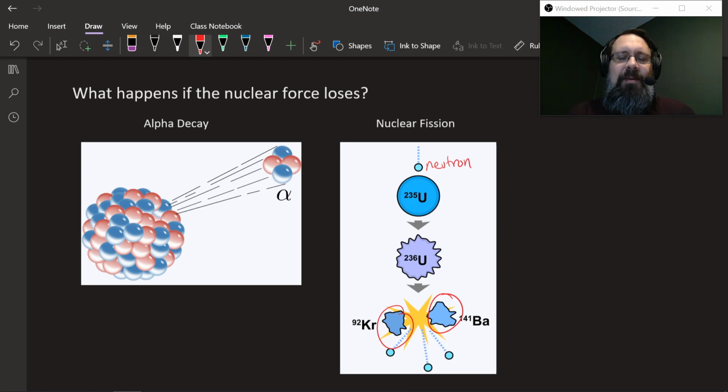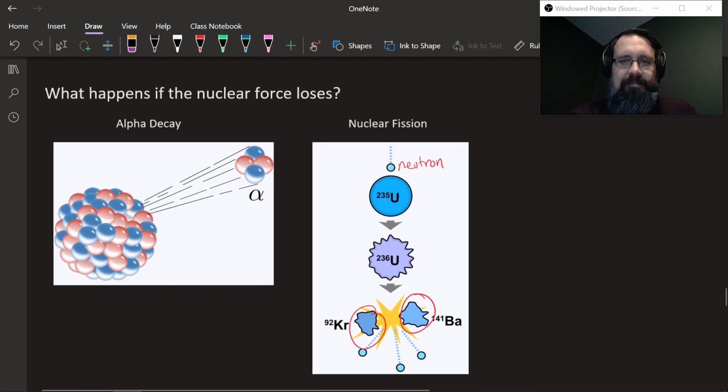Another thing that can happen when the nuclear force loses: if it loses by just a little bit, you get alpha decay. If it loses by a lot, like where you're deforming a nucleus in a snap, the nucleus will rip apart. But if it just loses a little bit, you'll get what's called alpha decay. And notice that's an alpha particle being shot out of a nucleus. That's what's happening when a nucleus is radioactive. It's because the strong force isn't strong enough to keep the nucleus together, and an alpha particle gets spat out of the nucleus.